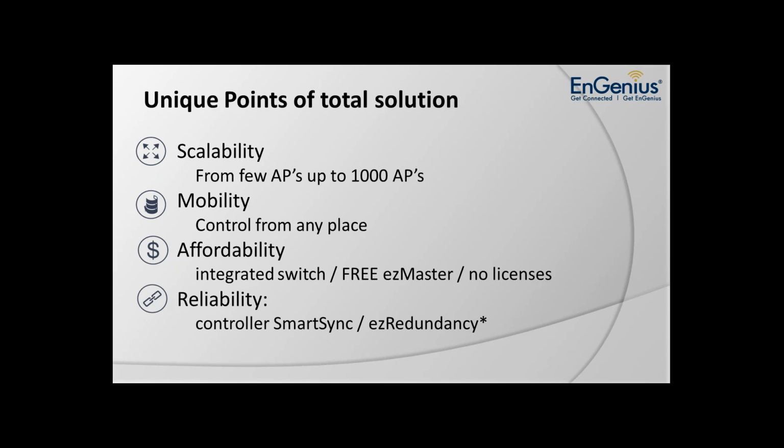With the ezMaster in combination with the Neutron switch, you can have redundant network control, and even when losing the connection with the controller, or losing the connection with the switch or with the ezMaster, the access points will keep doing their job in a reliable way. If you use SmartSync, the whole logging will continue, either by the switch or by the ezMaster. And even with easy redundancy, which is available next year, you can have two ezMasters backing up each other.